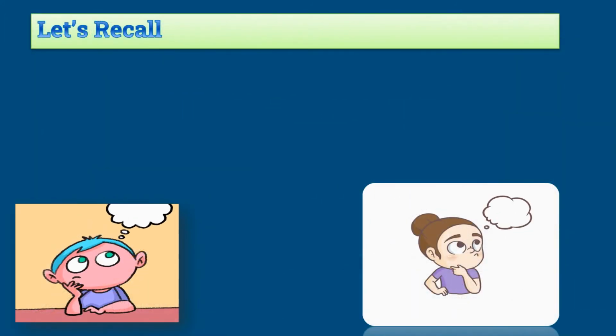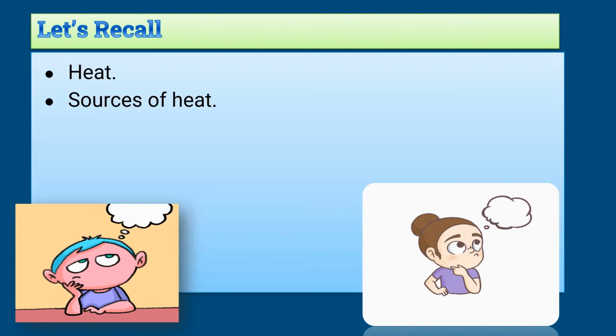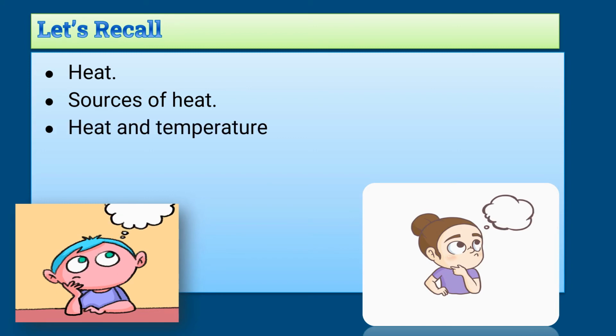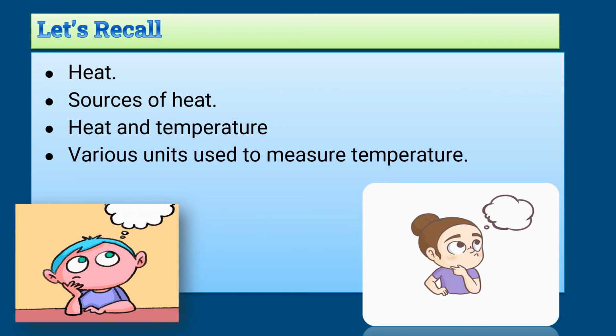Children, we are at the end of this session. Let's have a quick recap. We studied about heat, sources of heat, and the difference between heat and temperature. That is, heat is total kinetic energy and temperature is the average kinetic energy of atoms. We studied various units used to measure temperature, that is degree Celsius, Kelvin and Fahrenheit. And we studied about the thermometer, how it is constructed, and various types of thermometers like digital, clinical, maximum and minimum, etc.